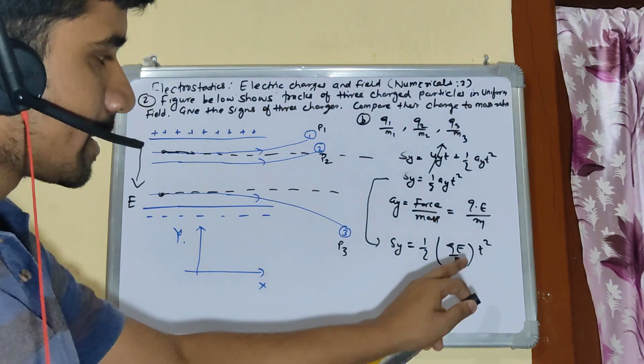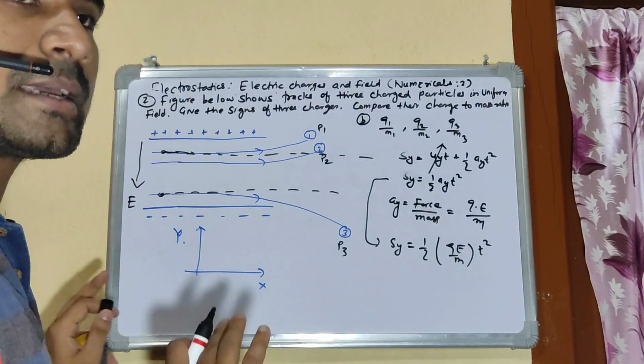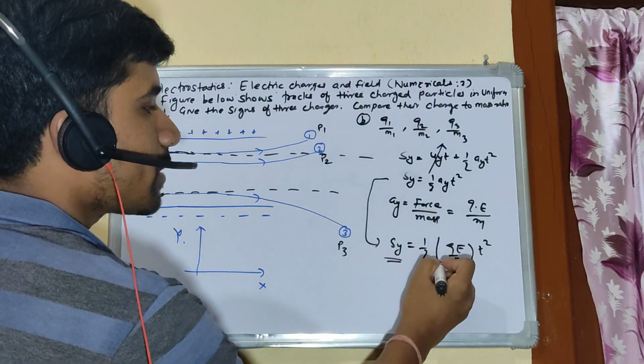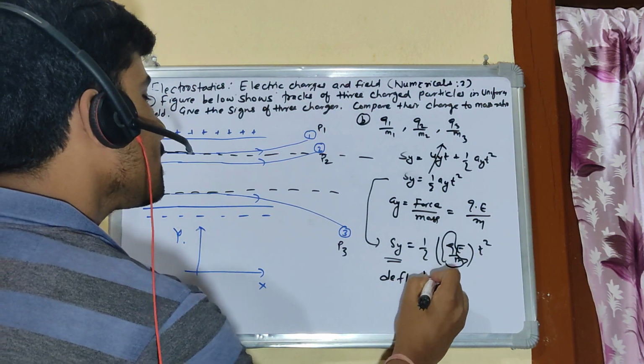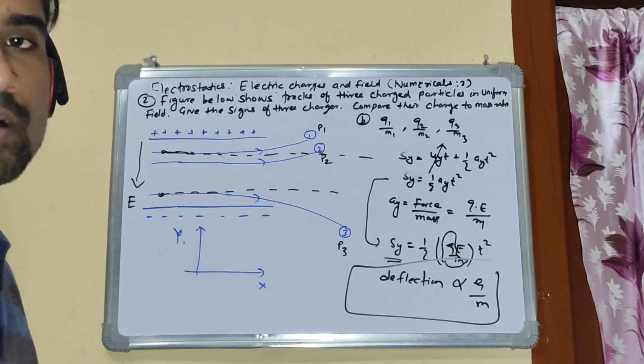Now see, E is constant. It is a uniform electric field. Time is the same for all three. For the same time they underwent deflection, and Sy is the deflection. So I can say that this deflection is proportional to Q by m. Deflection is proportional to charge by mass. Can I say this?